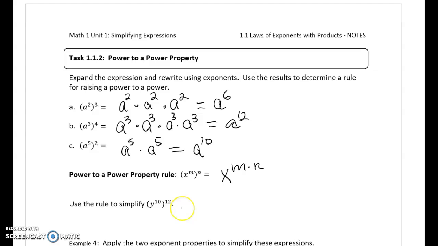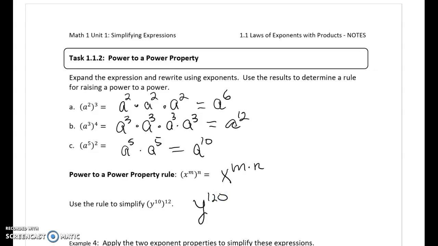All right, so let's see what you can do with this next example right here. Okay, so again, we follow the rule. We're going to keep the base, and we're going to multiply the exponents. 10 times 12 is 120.